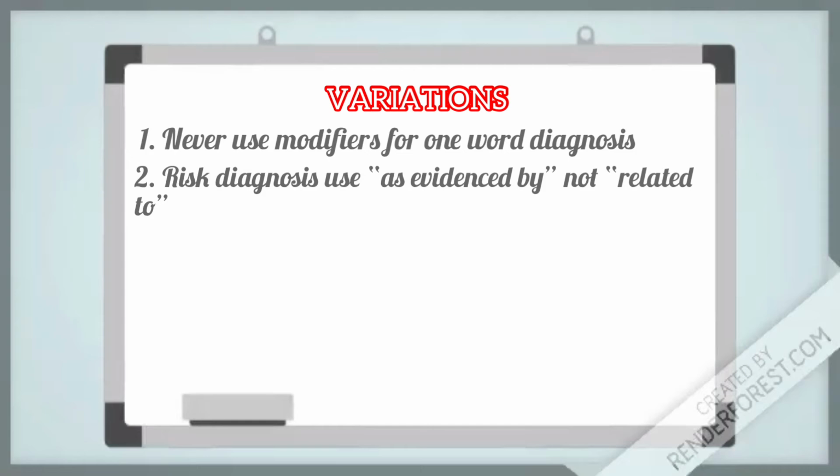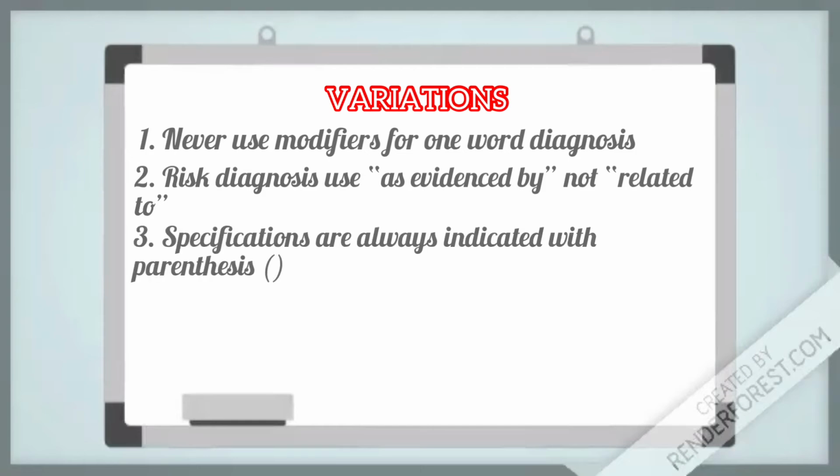And then the next one is when you want to specify a particular problem. For example, we have impaired skin integrity. So if you have impaired skin integrity, which part of the skin is impaired? The skin can be from the scalp to the sole of your feet. So which part of the body is impaired right now? Then you have to specify which part, and in specifying that part, you have to put the specification in brackets.